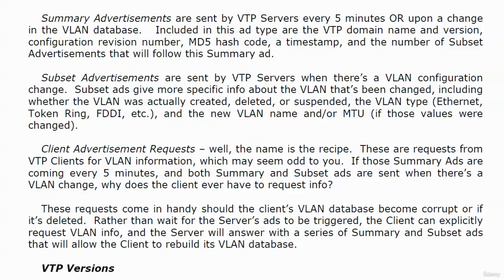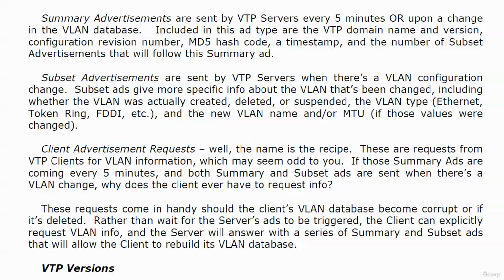Now, what about those subset advertisements? They're sent by VTP servers when there is a VLAN config change. Now, the subset ads give more specific info about the VLAN that's been changed, including whether this is a creation, a deletion, or a suspension. VLANs can get suspended, but we're saving that for future studies. The VLAN type, which frankly is most likely Ethernet out of these 3, but it could be a token ring or a FDDI VLAN. And of course, it's going to give you the new VLAN name and the new MTU value if those values were changed.